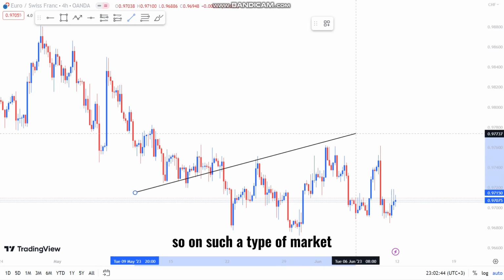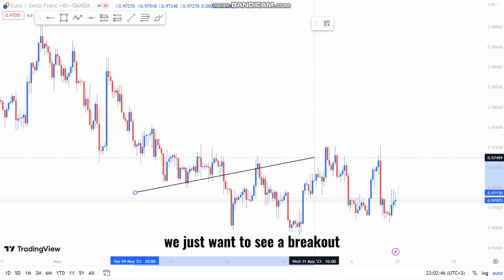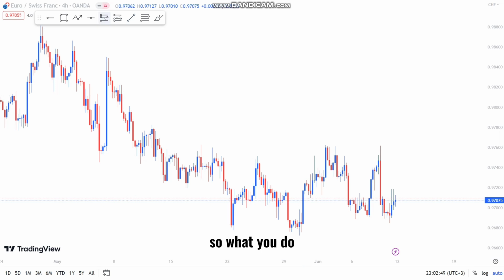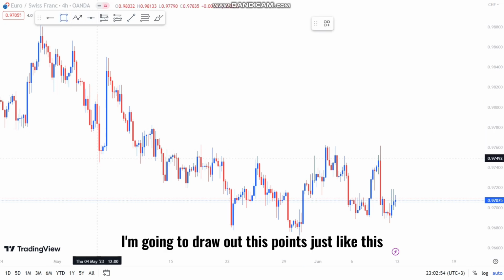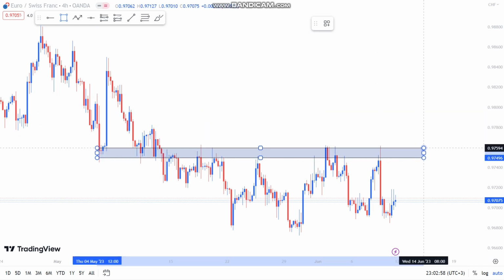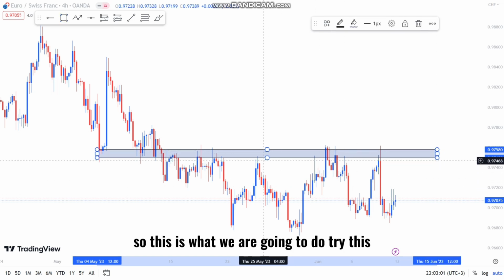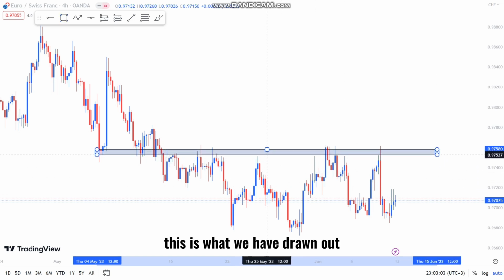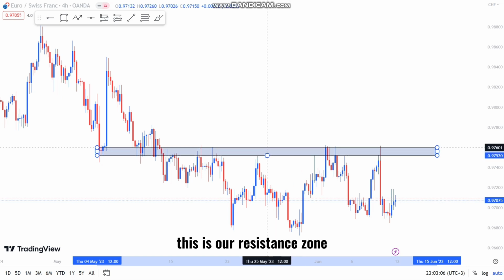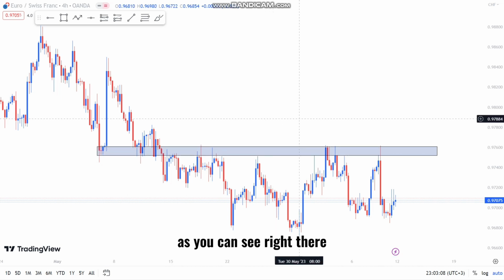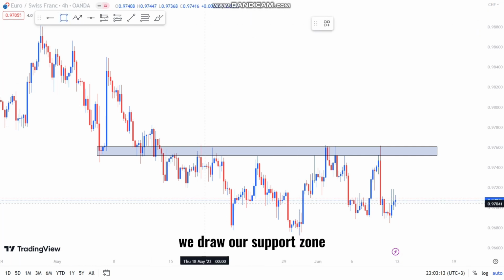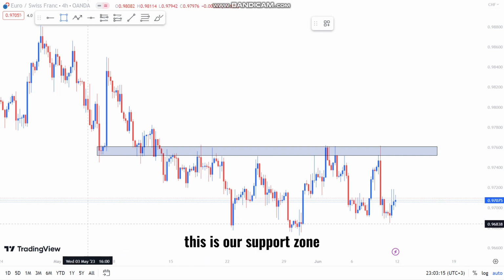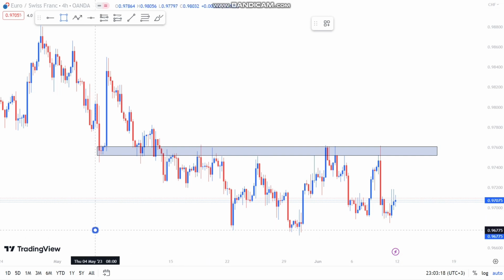On such a type of market, we just want to see a breakout. So what you do, you choose your box here and draw out these points just like this, as you can see. So this is what we're going to do, traders. This is what we have drawn out. This is our resistance zone right there. Then after, we also draw our support zone. This is our support zone right here.